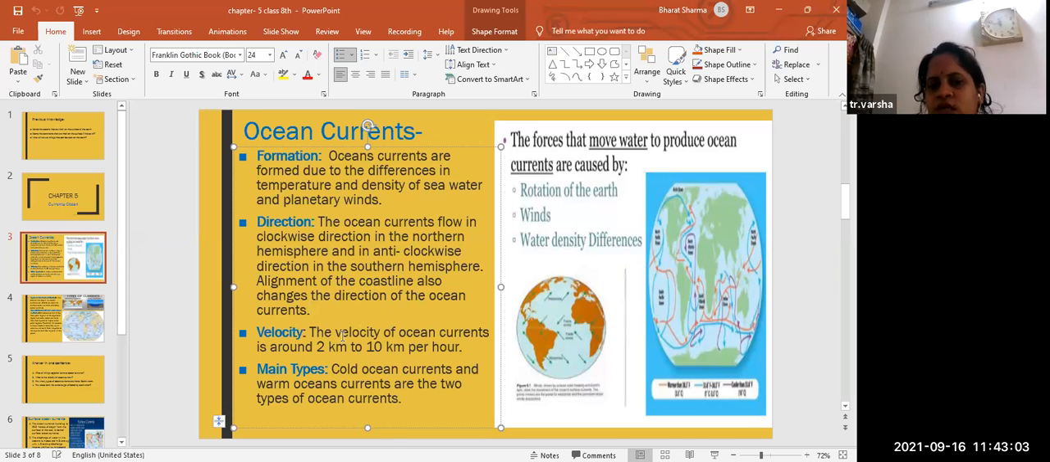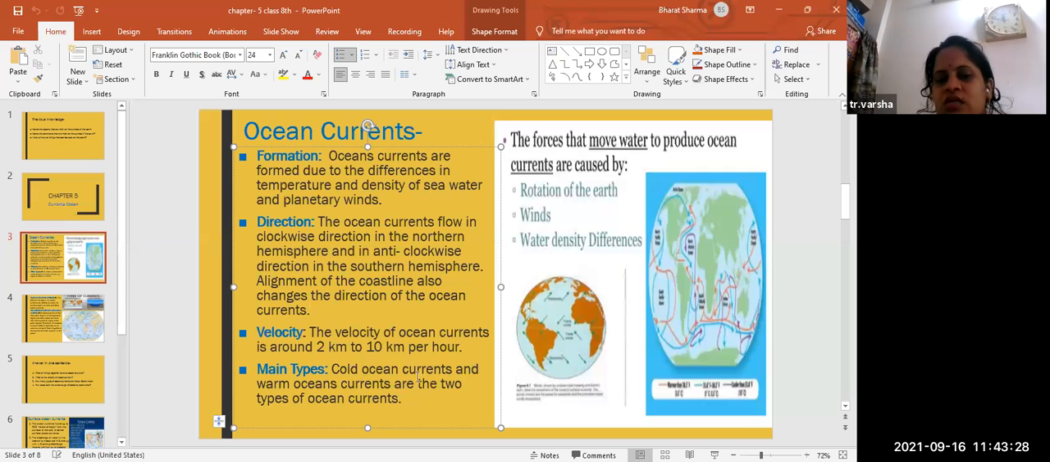Next is velocity. The velocity of ocean current is around 2 kilometers to 10 kilometers per hour. What is the speed? The speed of the ocean current is around 2 kilometers to 10 kilometers per hour. Okay, then we are going to see the types.